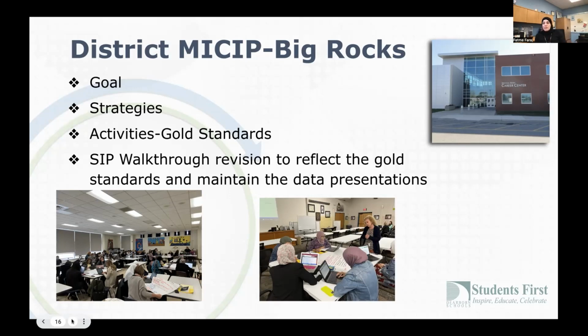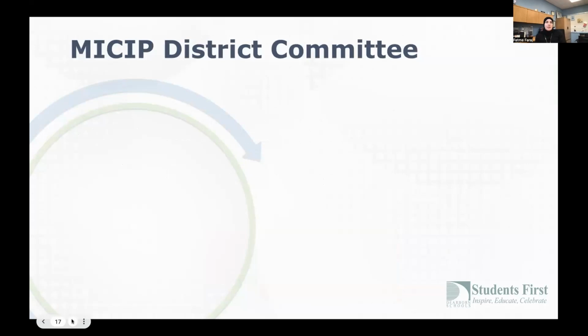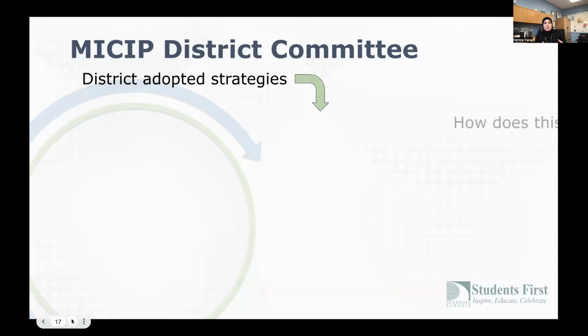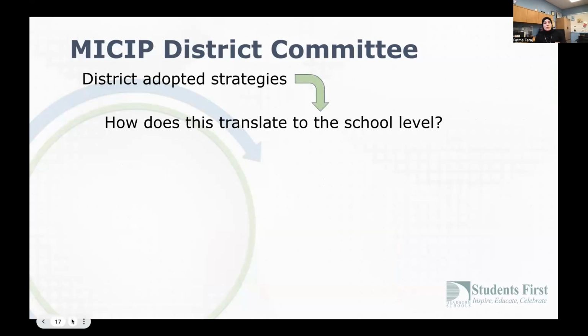So we went back and forth with the principals, and every time we moved at the district committee level, we went back to the principals to collect feedback and adjust the strategies and the activities as we put them in the plan. So we have the big goal, which is college and career readiness and student growth and achievement. And then we decided at the MICIP committee that we need two main strategies and also activities under those strategies.